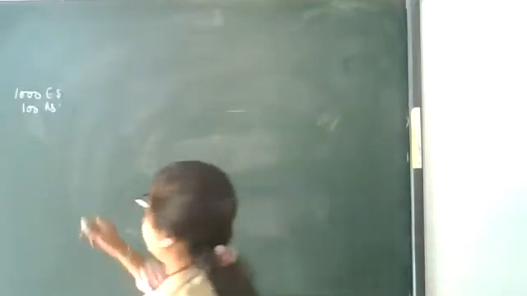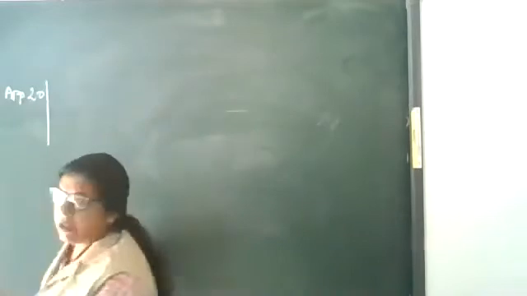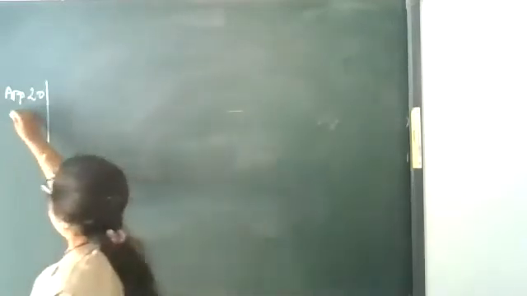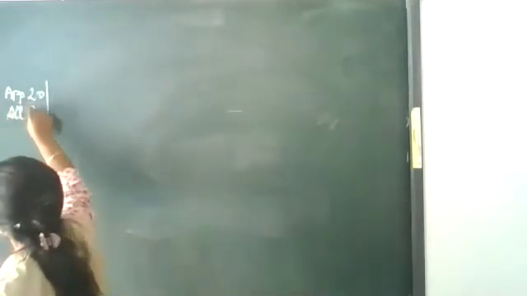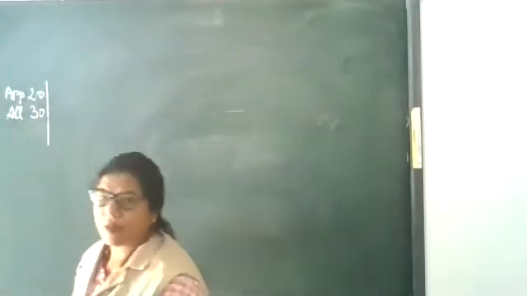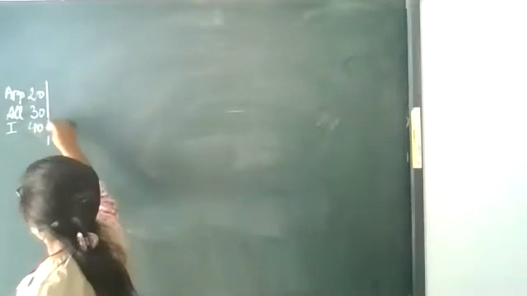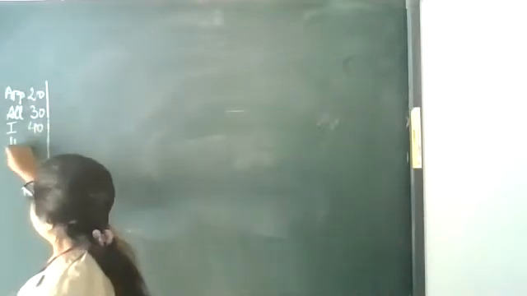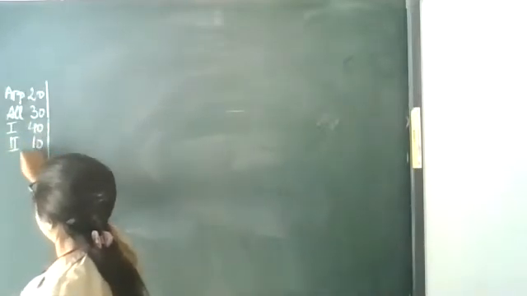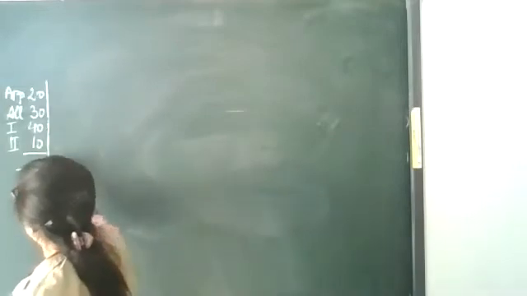20 on application. Application 20. Allotment 30. First call 40. Second call 10 rupees. The total will be 100.